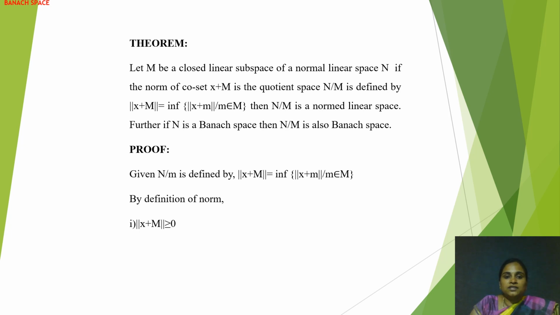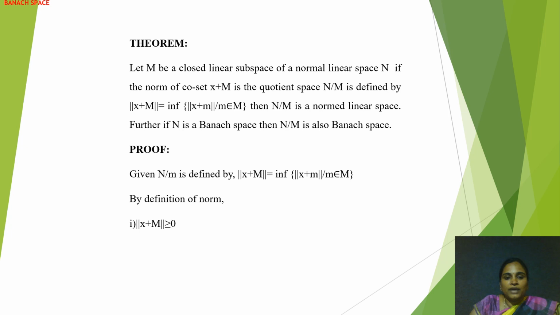Let M be a closed linear subspace of a normed linear space N. If the norm of coset x plus capital M in the quotient space N by M is defined by norm x plus M is equal to infimum of norm x plus small m for all small m belonging to capital M, then N by M is also a normed linear space. So this is what we have to prove. Further, if N is a Banach space, then N by M is also a Banach space.